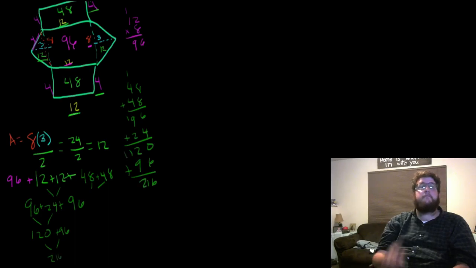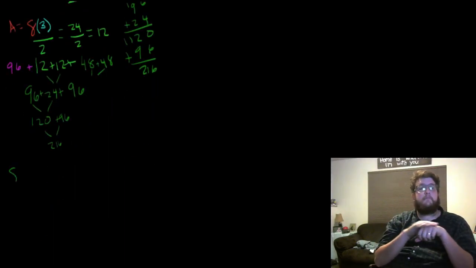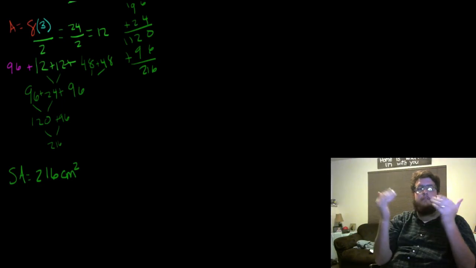So I get 216. So the total area of this figure, this triangular prism, or the total surface area, excuse me, is 216. And the unit gives us our centimeters, so our units are centimeters squared. And that's the end of number 6. Start on number 7, and I'll catch right up to you.